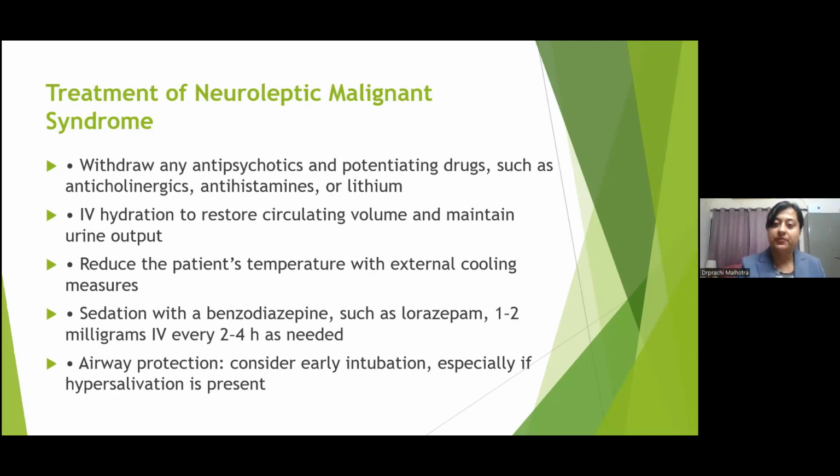You can sedate the patient with a benzodiazepine such as lorazepam, 1 to 2 milligrams IV every 2 to 4 hours as needed. Airway protection is also important. If the person is in respiratory distress or the GCS is poor, you have to consider early intubation, especially if the patient has hypersalivation, because they can aspirate. So early intubation is very important.